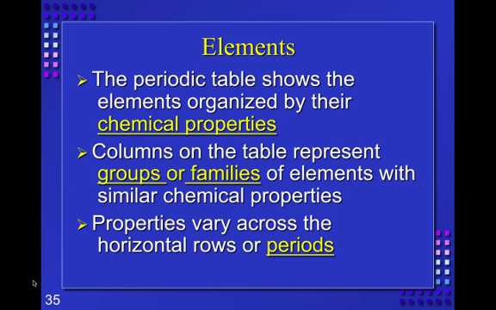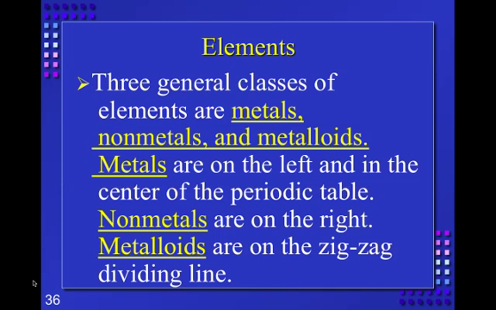Properties vary across the horizontal rows, or we call those periods. If you look on the periodic table, there are 7 periods. That's an easy way to remember. We have 7 periods in a day. There are 7 periods on the periodic table.